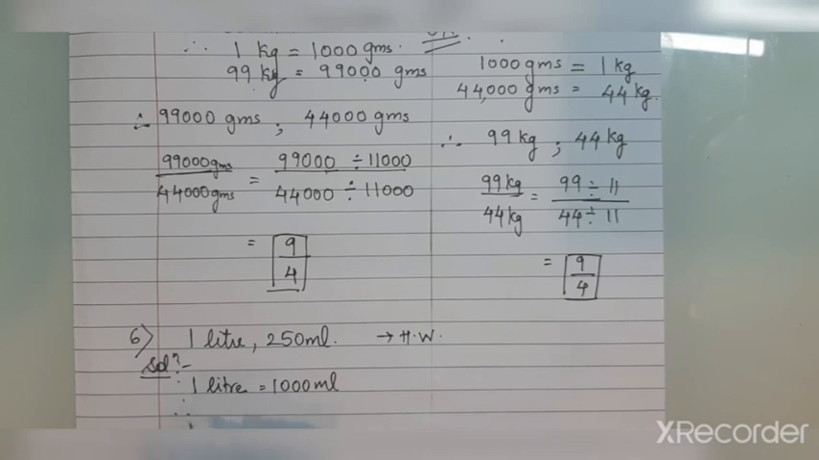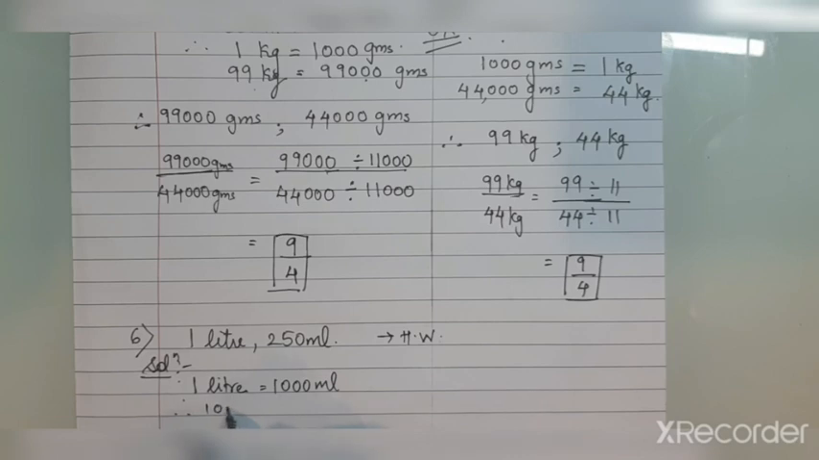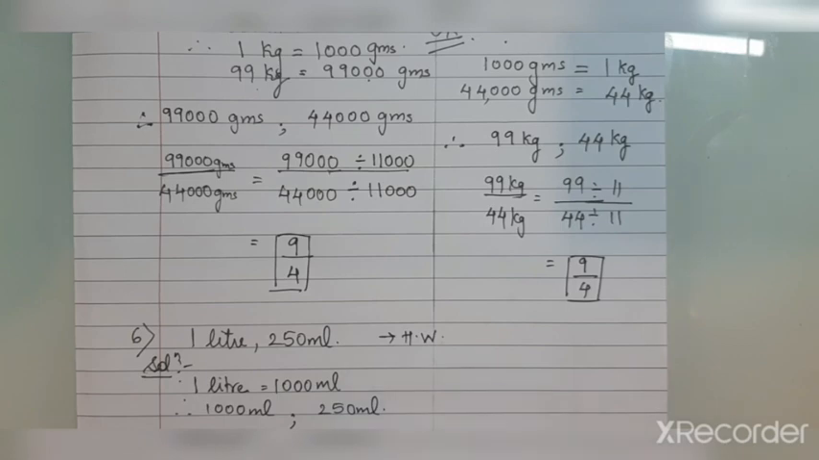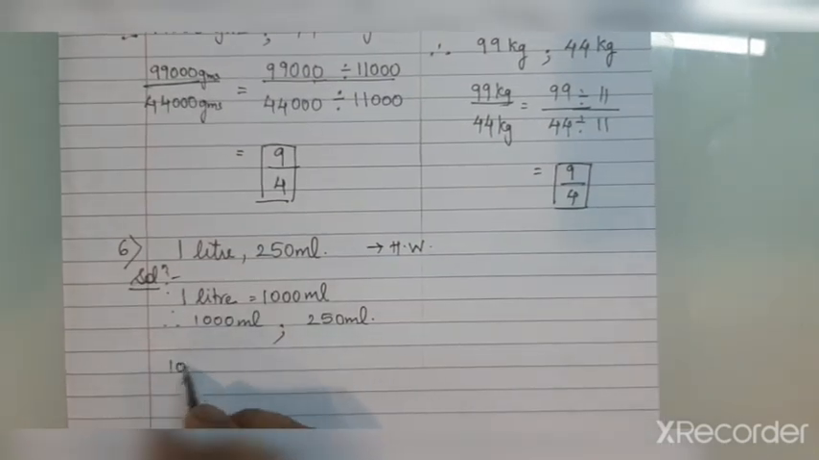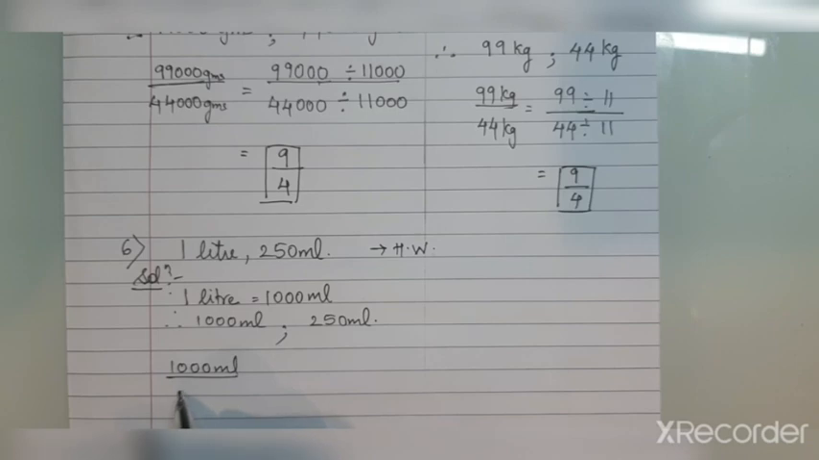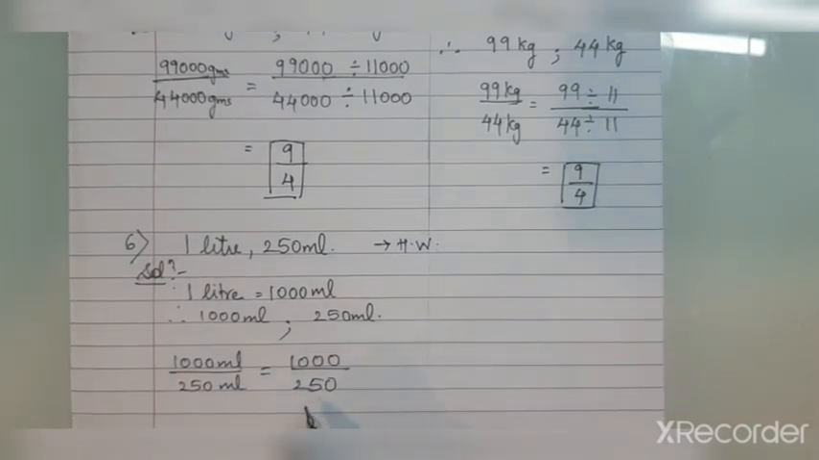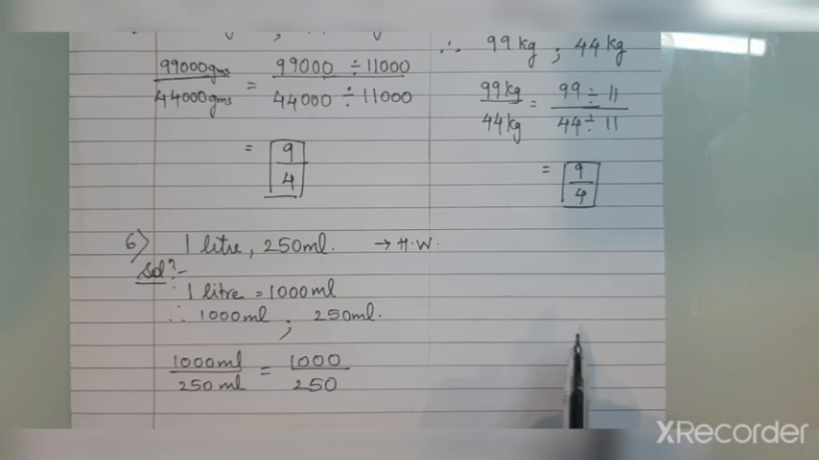Solution. Therefore, now here 1 liter is there. So instead of 1 liter, we can put 1000. So therefore, our sum becomes 1000 ml and 250 ml. Correct? And therefore, we have to find the ratio of 1000 and 250 ml. So again, 1000 upon 250. Now you divide and you see in which table they are present, or they are the multiples of which number, and then you keep on doing it till the smallest form you get.